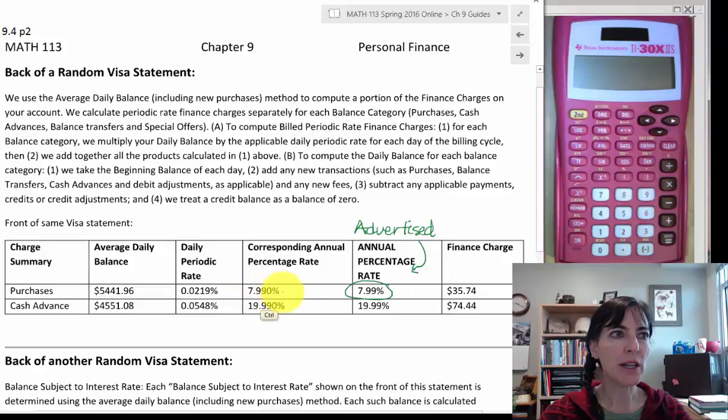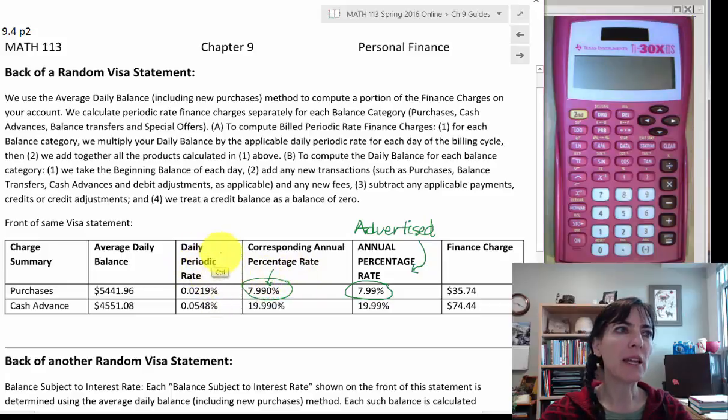And then they are telling us that the corresponding annual percentage rate that goes with that advertised rate is 7.990. I read up a little bit online, and it turns out some companies will advertise 7.99 and then actually use another 9 after, which increases the amount of interest you'll owe slightly. But this company is saying, yeah, we're using exactly 7.99. So that's what's going on there.